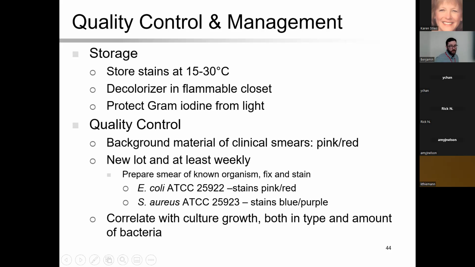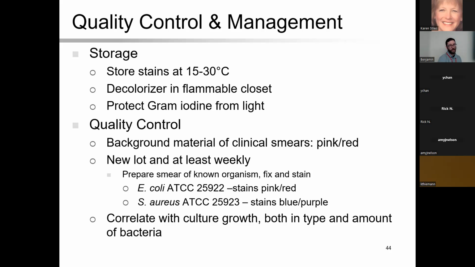Our stains, we're going to store at 15 to 30 degrees. Like I said, that decolorizer is a mixture of alcohol, so it is flammable. We want to keep it in the flammable closet. The gram iodine can break down in light.